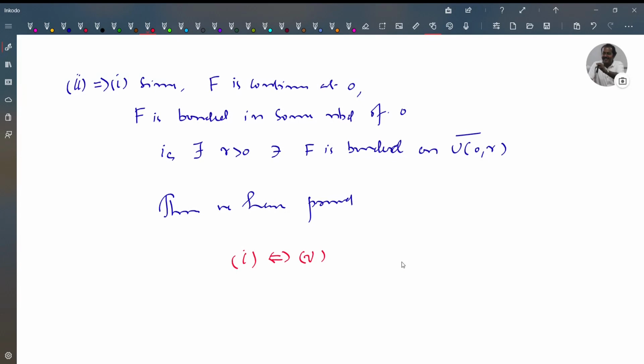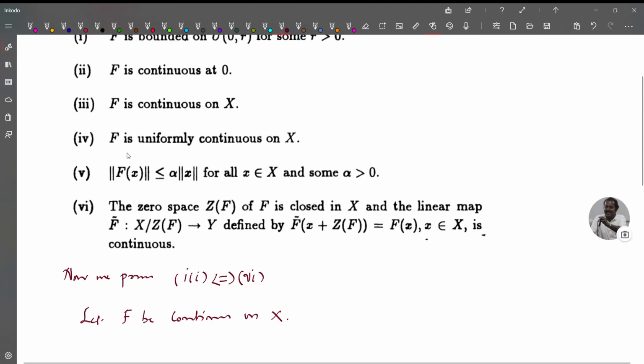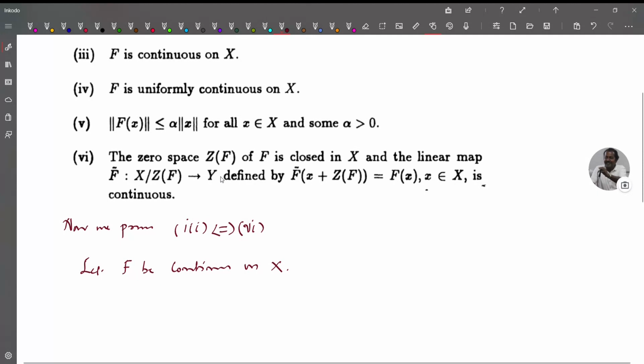Now we prove 3 if and only if 6. Now we prove 3 implies 6. Let f be continuous on X. We prove the zero space of f is closed and the linear map f tilde is continuous.